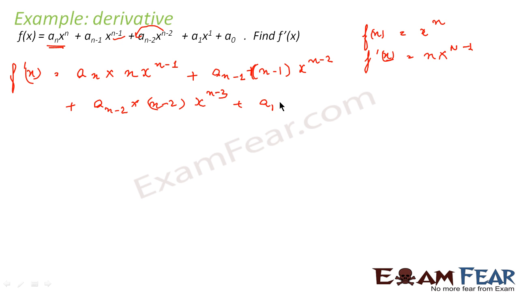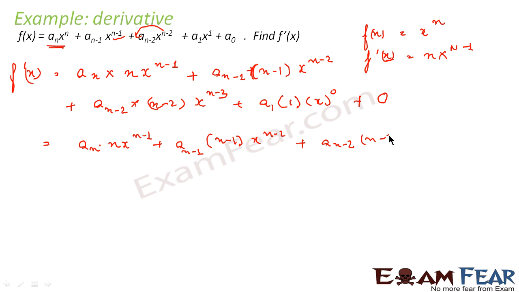Plus a1 into x to the power 1. X to the power 1 will become 1 into x to the power 0, 1 minus 0, plus constant. For any constant, if you differentiate, you get 0. This becomes 0, correct? You get here an into n x to the power n minus 1 plus an minus 1 into n minus 1 x to the power n minus 2 plus an minus 2 into n minus 2 x to the power n minus 3 plus a1, because x to the power 0 is 1, and that is that.